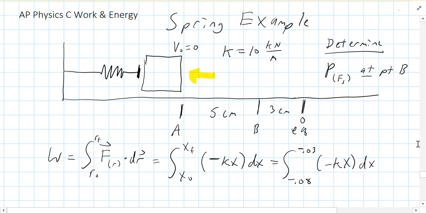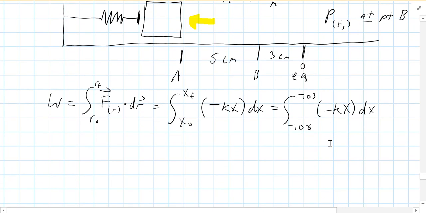The integral of negative kx is negative kx squared over 2, or better, you would write that as negative 1/2 kx squared. Now, there's a negative here, and again, that's because as the spring is displaced left, it's pushing right, so we had a negative in there. We're evaluating this from negative 0.08 to negative 0.03.